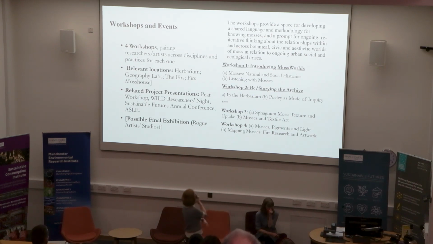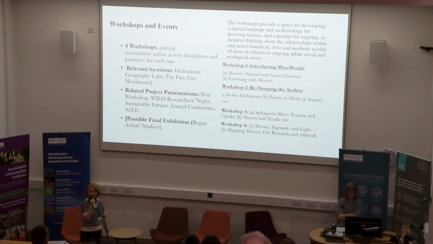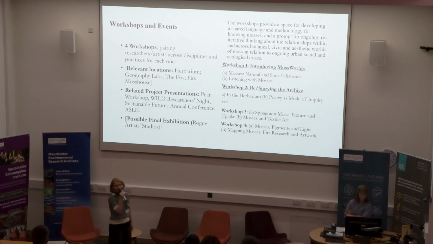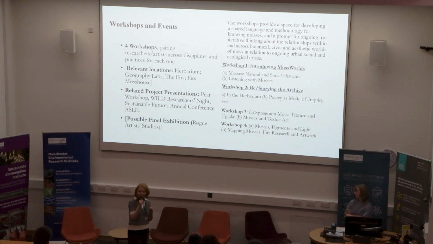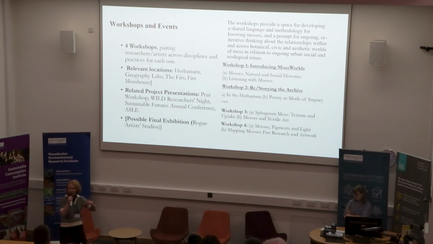So the first workshop, this is the plan of our workshop and events, will be 4 workshops. Each workshop, we are pairing a humanities scholar or an artist with a scientist or a science-adjacent colleague. We are deliberately running our workshops in relevant locations, so the herbarium, the Frozen Environmental Research Station, the geography labs, in order to think about the spaces in which we do our research and which we don't always share, of course. And then we are presenting in a range of different venues.